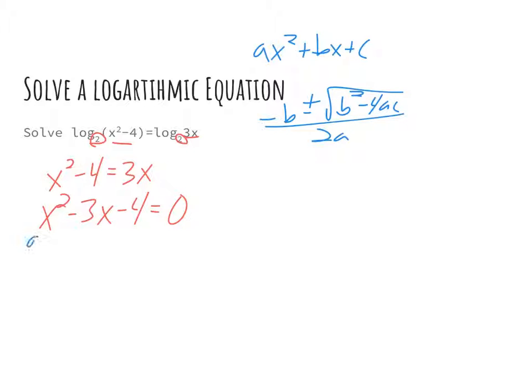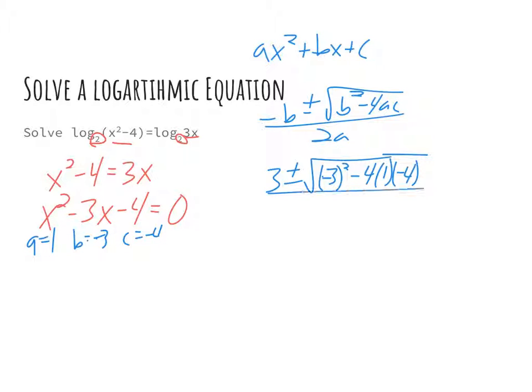So for here, we use this. A is 1, b is a negative 3, c is a negative 4. So negative b would be a positive 3, plus or minus the square root of negative 3 squared minus 4 times 1 times negative 4, all over 2 times 1. Cleaning up under the square root, negative 3 squared is 9, minus 4 times 1 times negative 4 gives me a negative 16. 2 times 1 is 2.